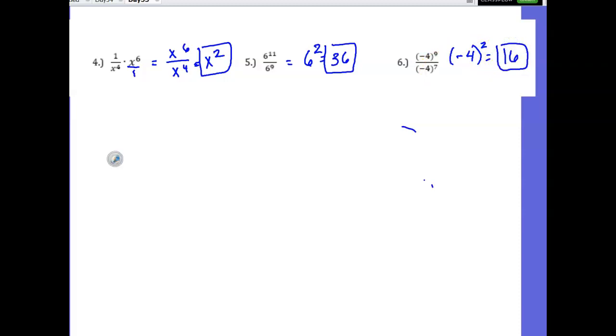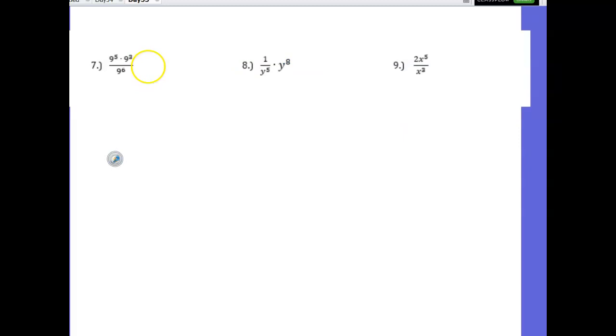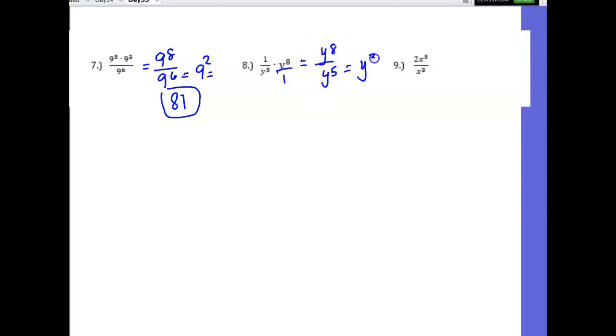This might be good for you to pause the video and practice the next 3 on your own. Okay, I'll continue on. This would be 9 to the 8th power divided by 9 to the 6th. So we get 9 squared. 9 squared is 81. Put this over 1, and I end up with y to the 8th divided by y to the 5th. When I subtract the exponents, I get y cubed, y to the 3rd.